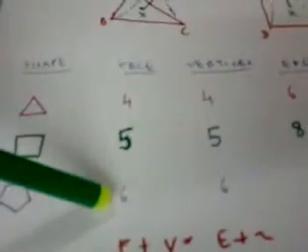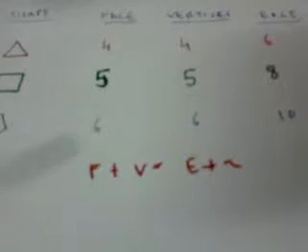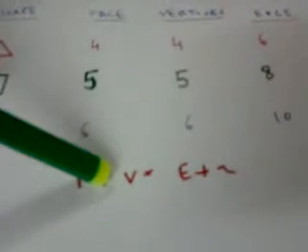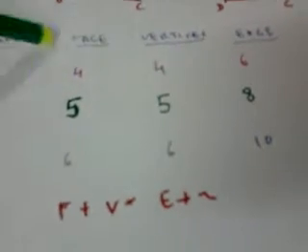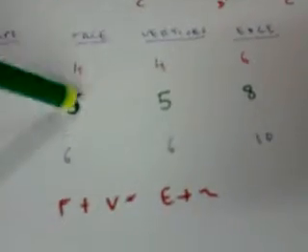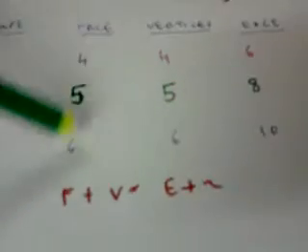Like that, if you draw the figure with the pentagonal base, you'll find it has 6 faces, 6 vertices and 10 edges. Again, we'll find that Euler's formula holds good: F plus V equals E plus 2. 4 plus 4 is 6 plus 2. 5 plus 5 is 8 plus 2. 6 plus 6 is 10 plus 2.